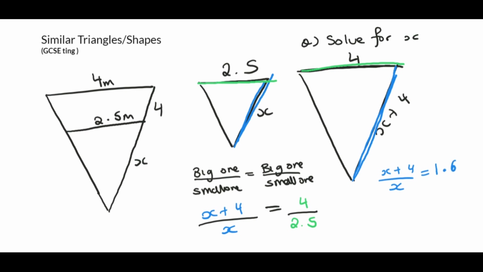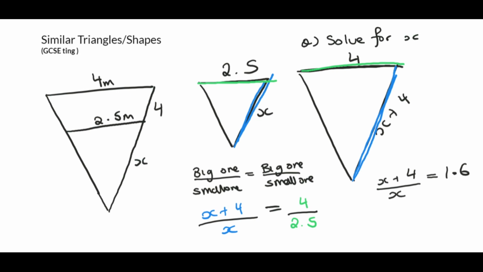Sorry about the color change. Actually, let me put it in black because I don't want to confuse you. I want you to stay consistent with the colors. So x plus 4, sorry, x plus 4 over x. My bad, it's like 12:30 AM. Alright, so x plus 4 over x is equal to 1.6.